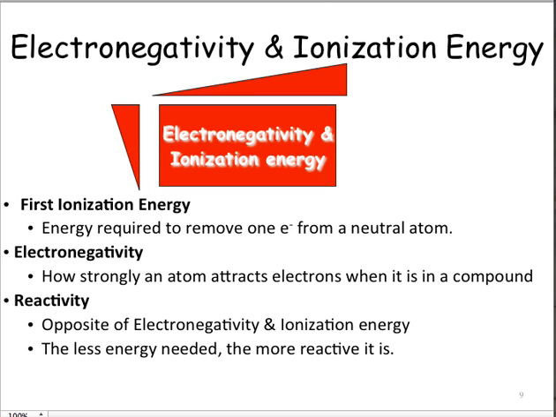And reactivity, that trend is the opposite of electronegativity or of ionization energy. So the less energy needed, the more reactive it is. So as we go from left to right, the electronegativity gets bigger or ionization energy gets bigger. But as we go from top to bottom, the energies get smaller. And that helps us understand that the guys down at the bottom are the most reactive, the least amount of energy.